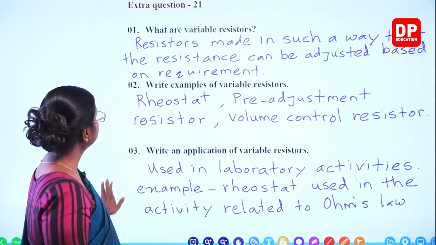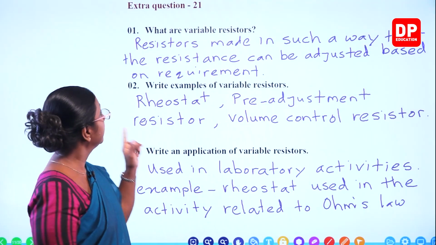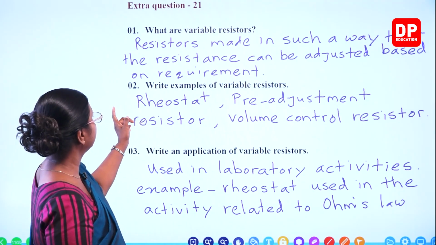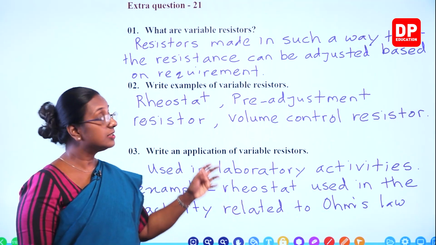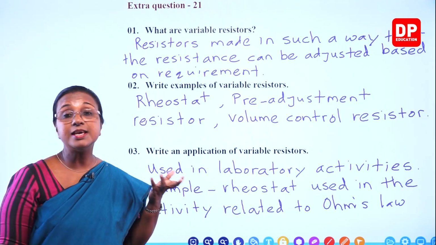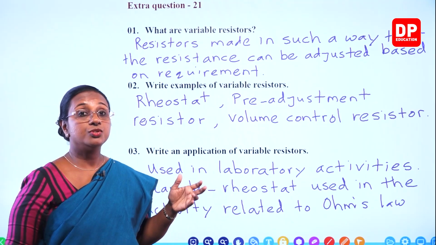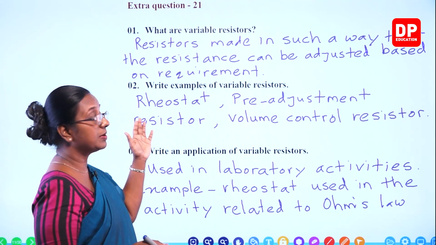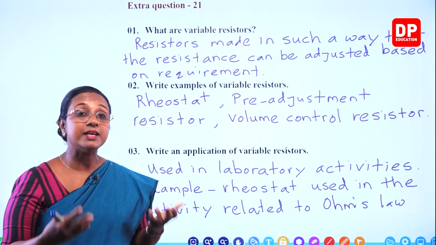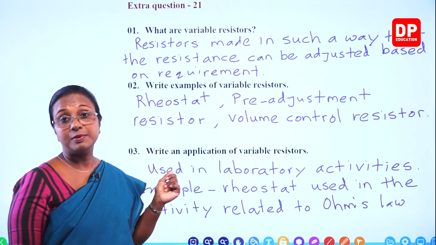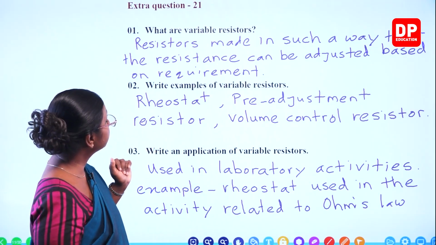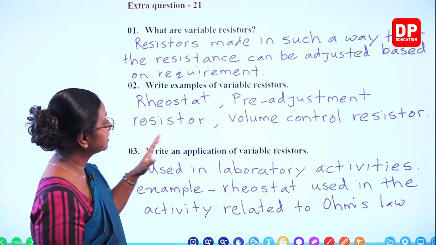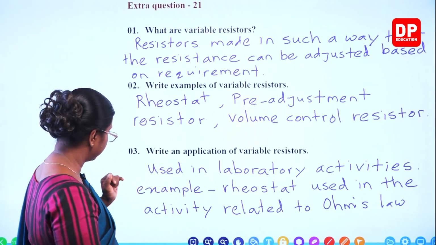If we look at the questions, what are variable resistors? Resistors made in such a way that the resistance can be adjusted based on requirement. So here students, this is just to understand what variable resistors are. There is no exact definition for a variable resistor. You just need to explain it. Then write examples of variable resistors: rheostat, pre-adjustment resistor, and volume control resistor.